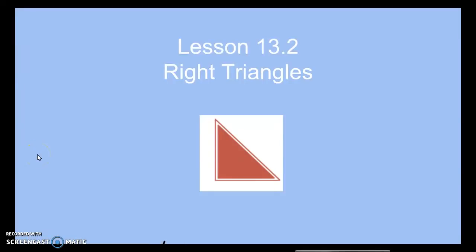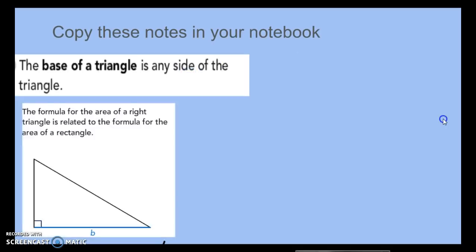Today we'll be talking about finding the area of a right triangle and why we have the formula that we have. So let's go ahead and get started. Copy these notes into your notebook first.